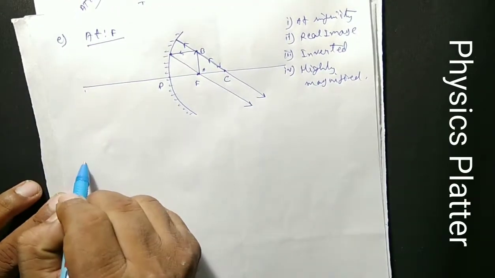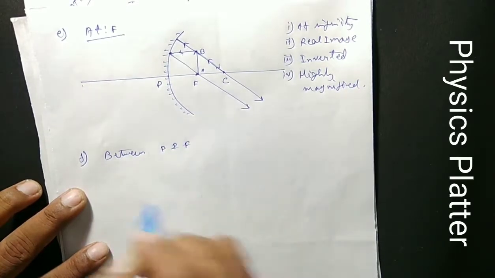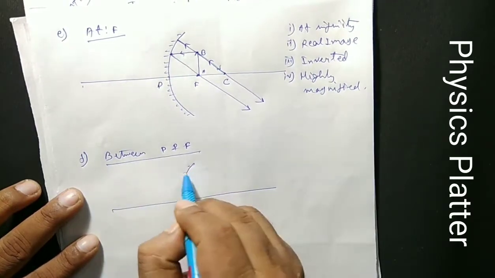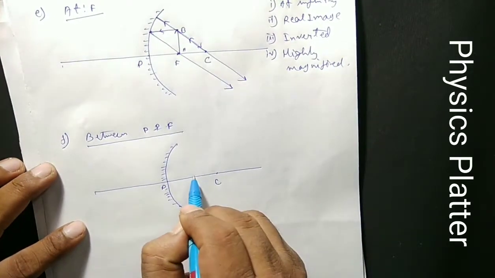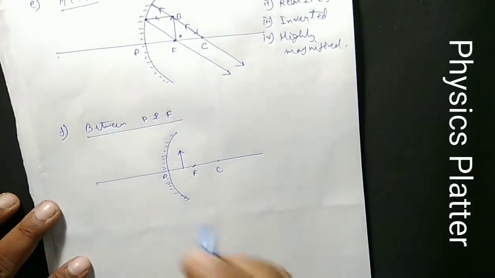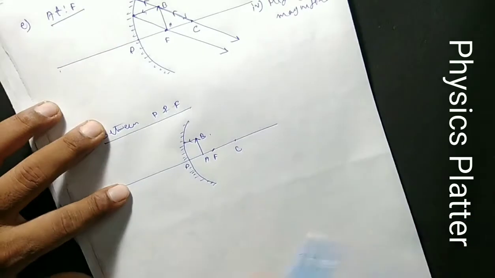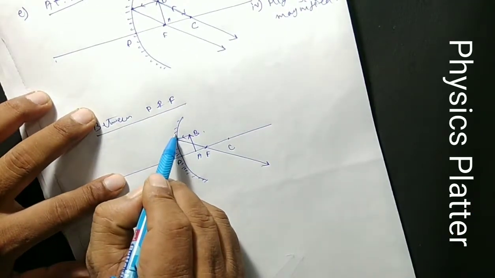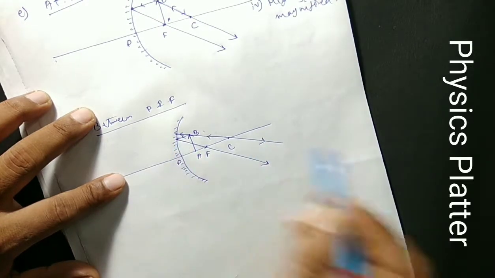Let's move on to the 6th case, where the object is placed between P and F. Again we will draw a concave mirror, P, then center of curvature C, and then focal point somewhere here is F. This time we keep the object between P and F, AB. Again we will draw a paraxial beam which goes through the focus after reflection, and then another beam which goes to the center of the curvature.